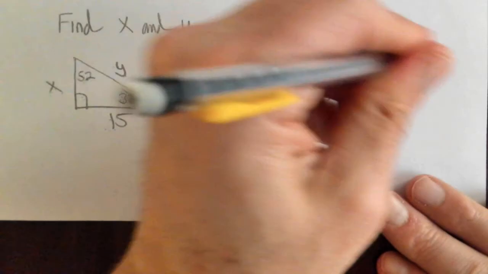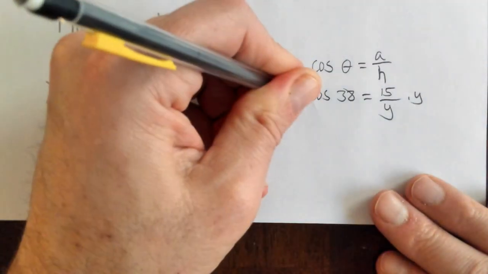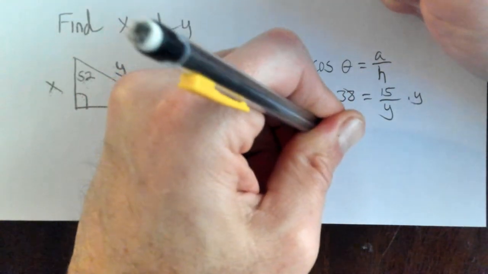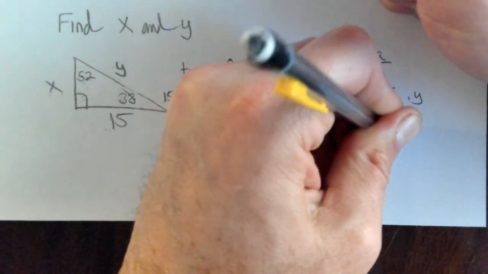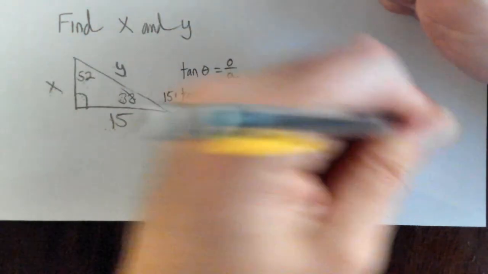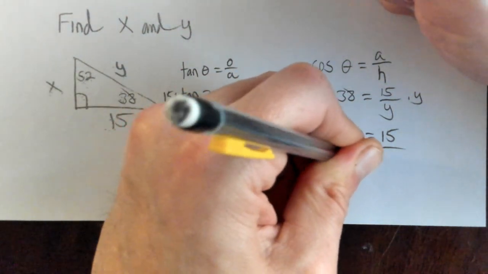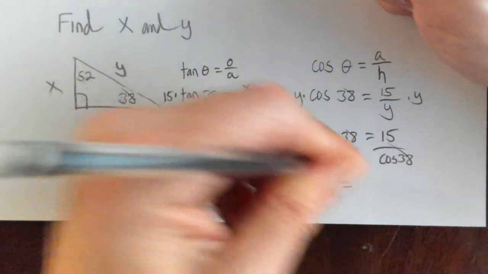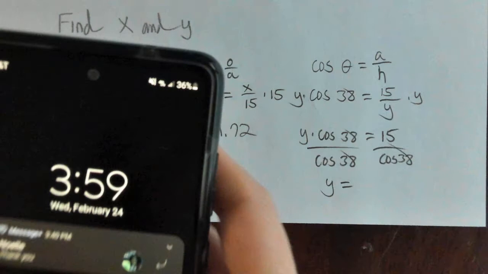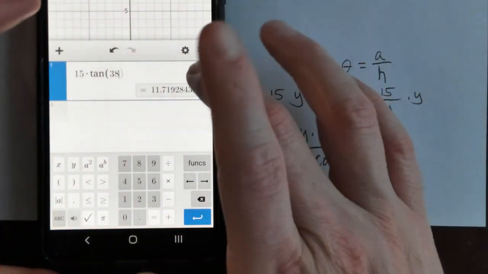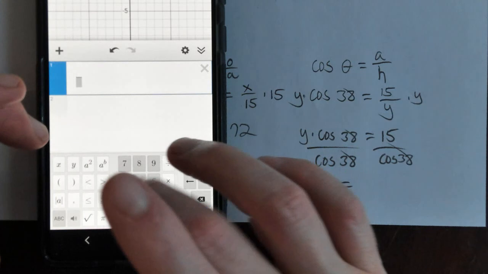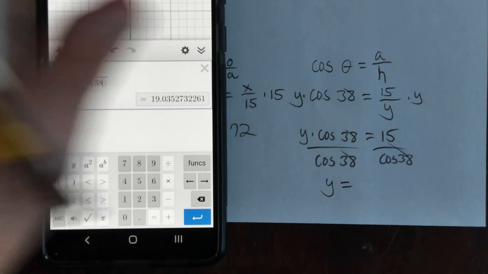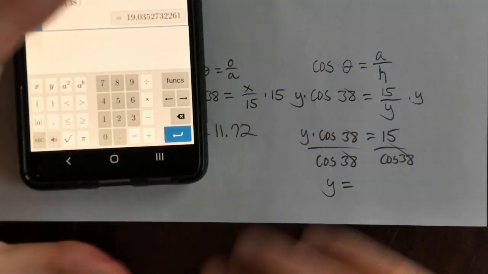So y is what I'm solving for now, so I need to multiply both sides times y to get y out of the denominator. And then we've got y times the cosine of 38 equals 15. Ready to divide both sides by the cosine of 38. And so y is now going to be equal to, let's see, 15 divided by the cosine of 38. And then so that's 19.04.